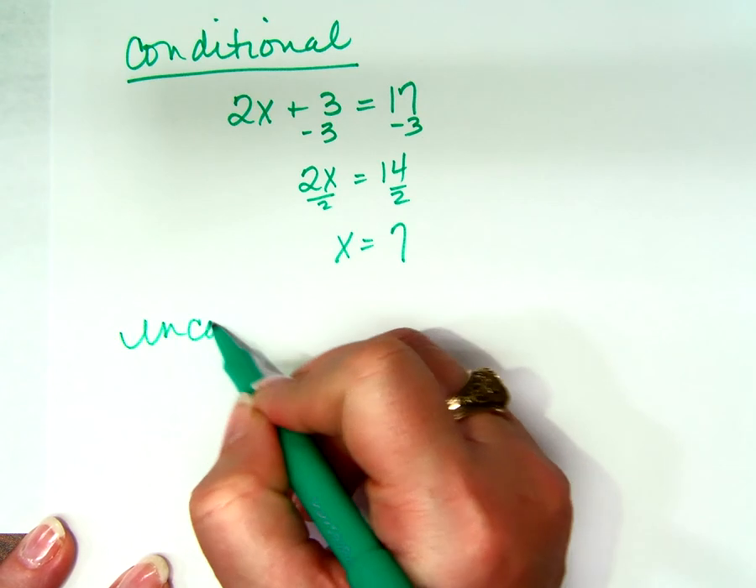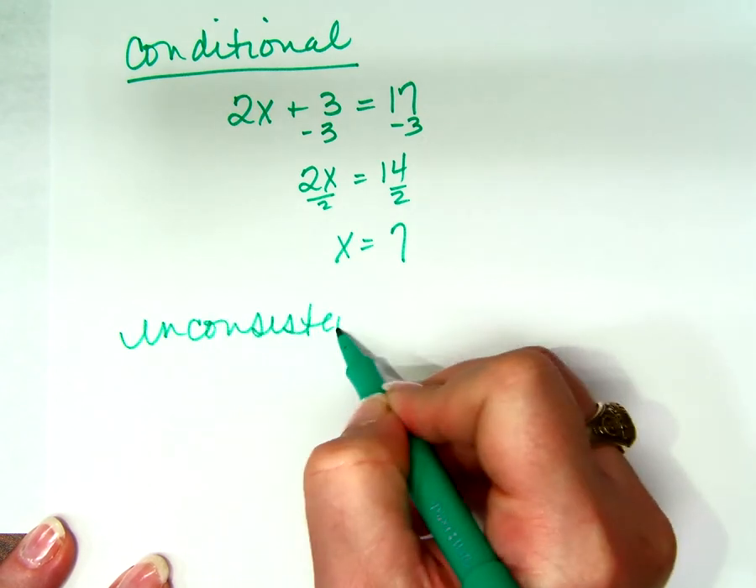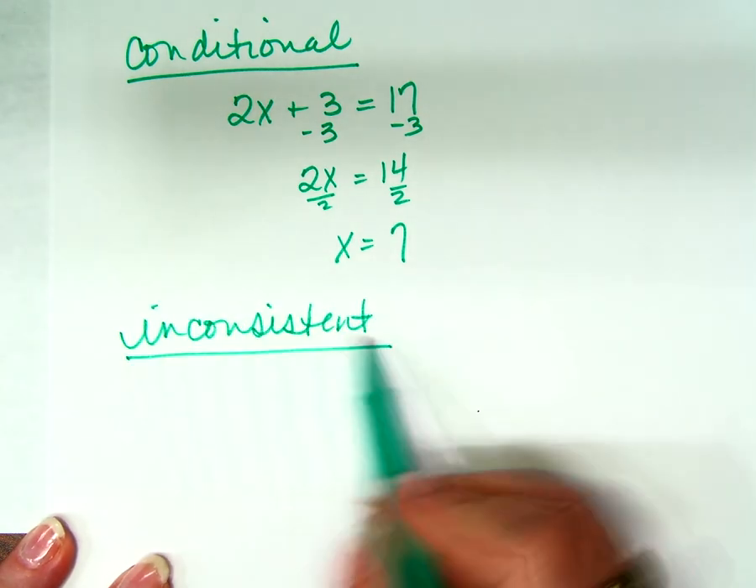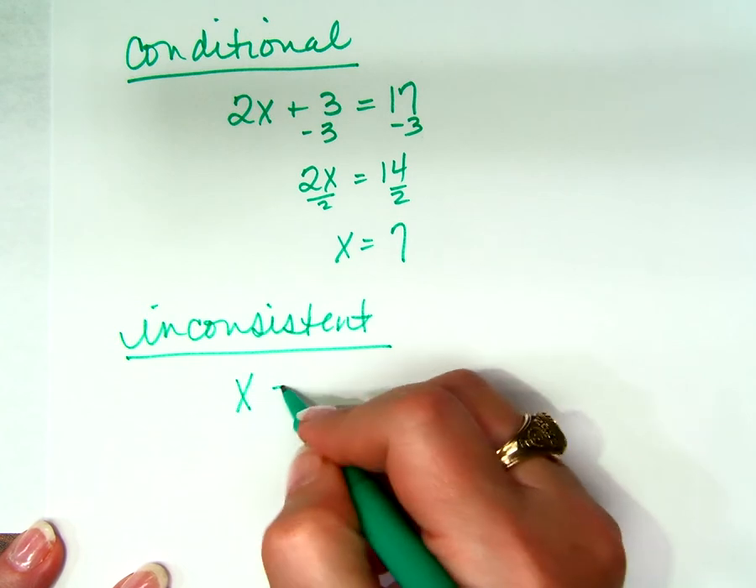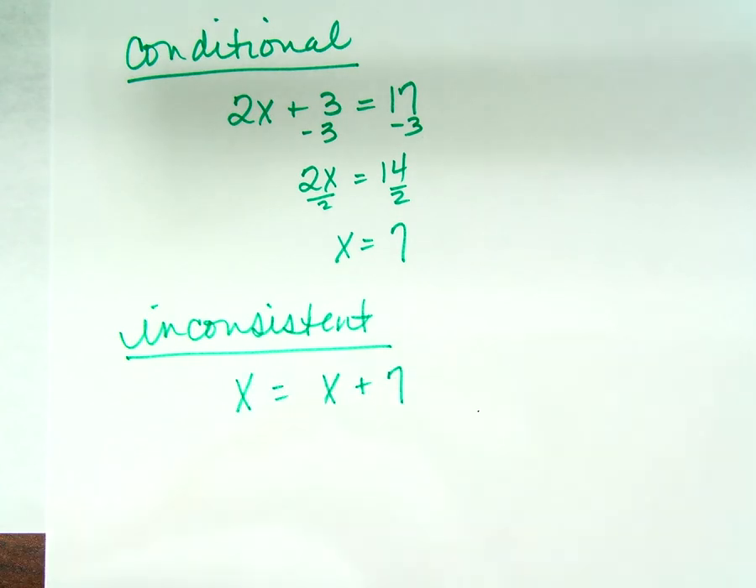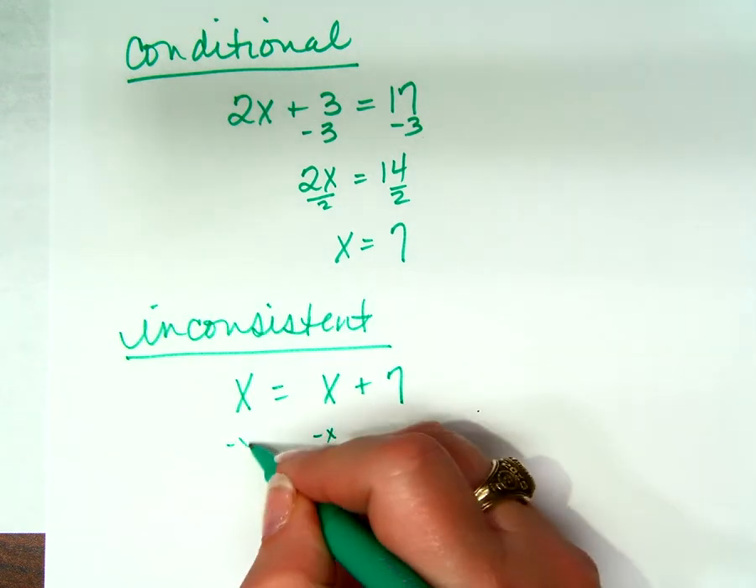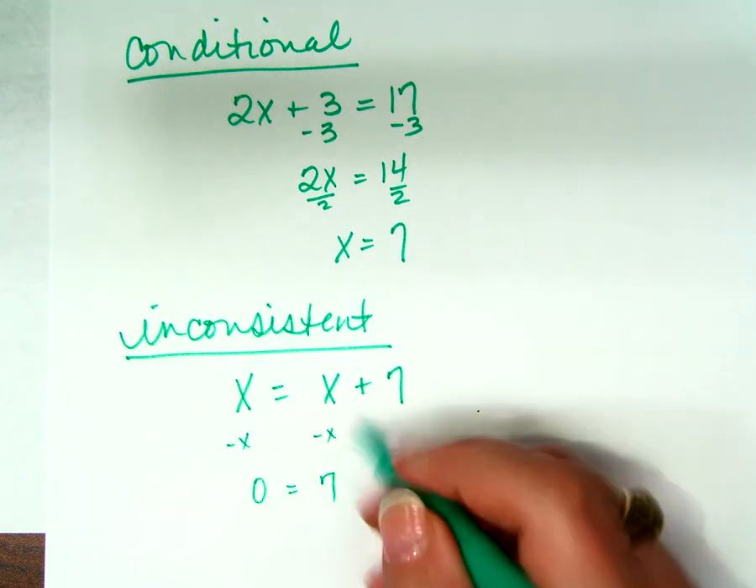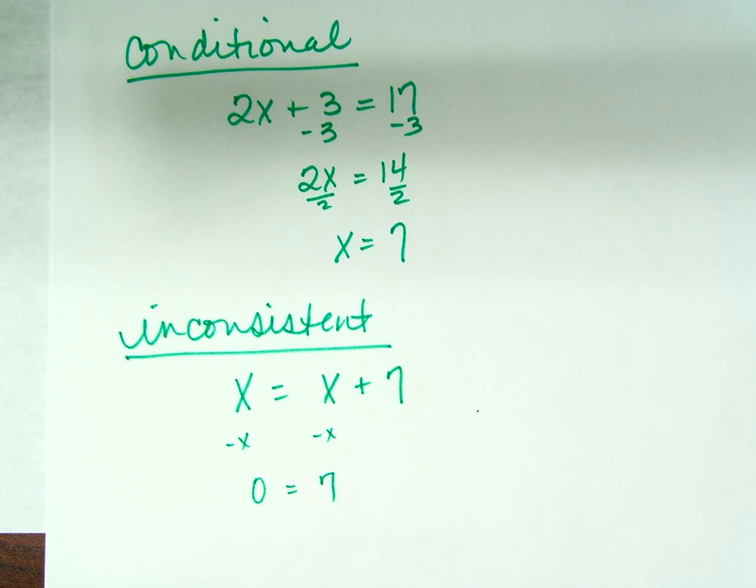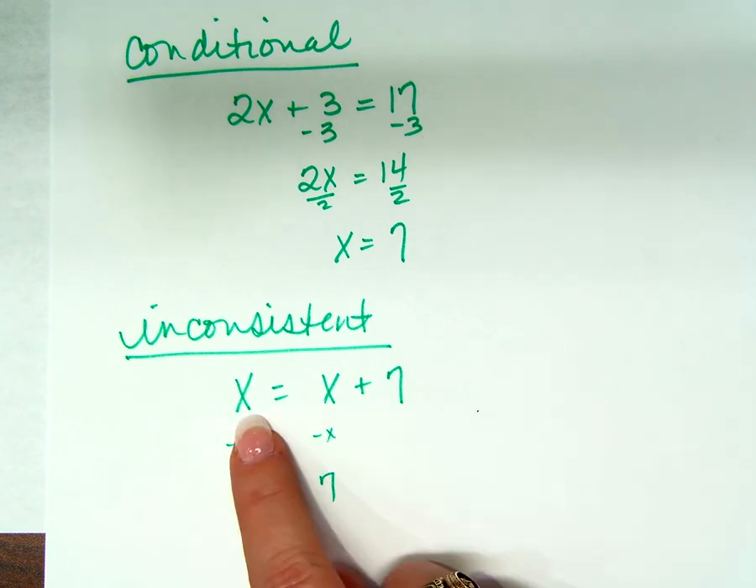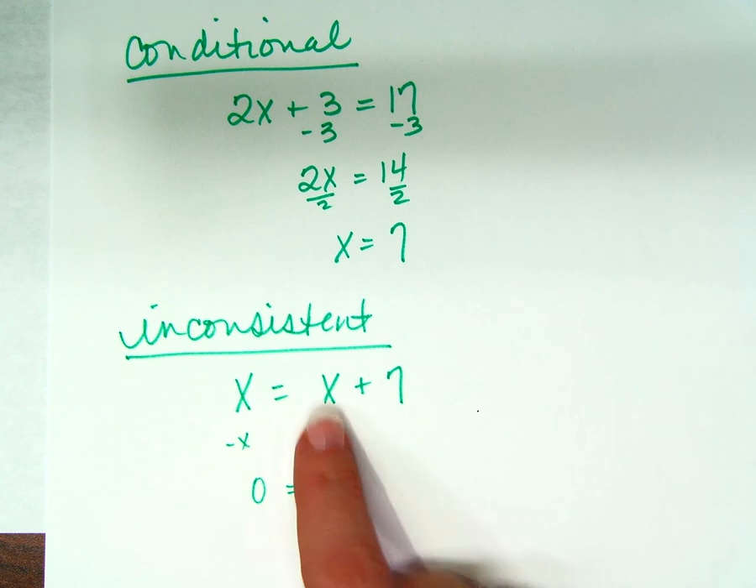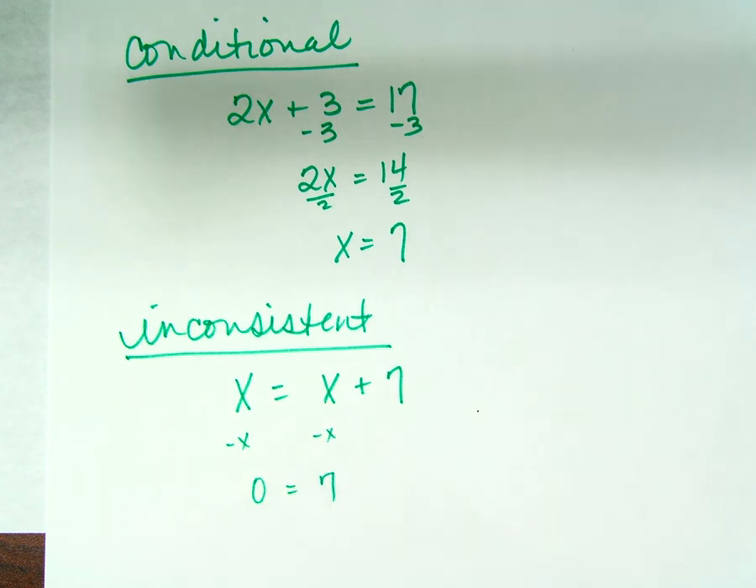Inconsistent. x equals x plus 7. Well, if I'm combining like terms, I get 0 equals 7. Does 0 equal 7? Will 0 ever equal 7? So what value can I put in here for x that would make this statement true? None. There's no value that I could use to make that statement true.